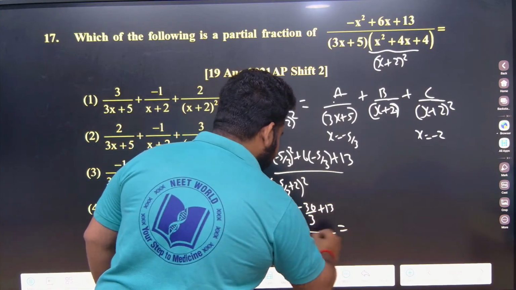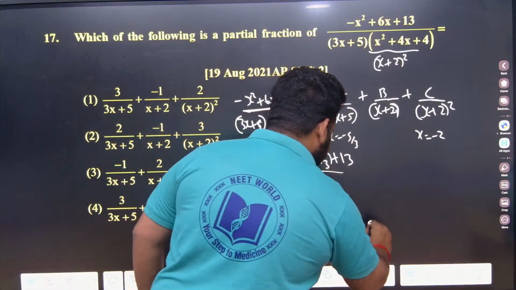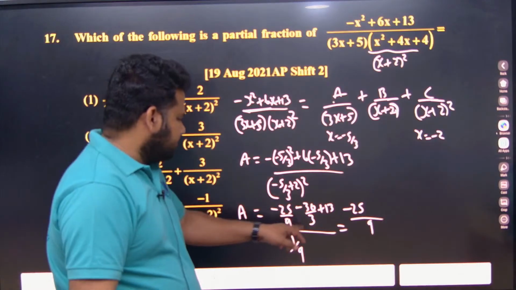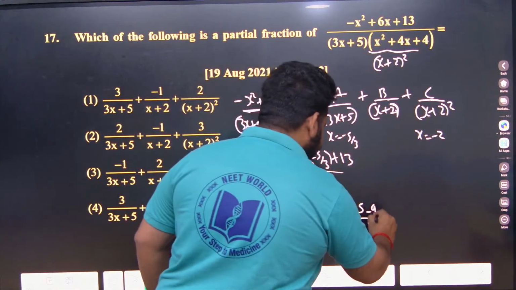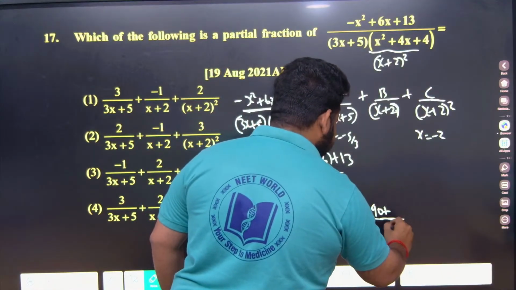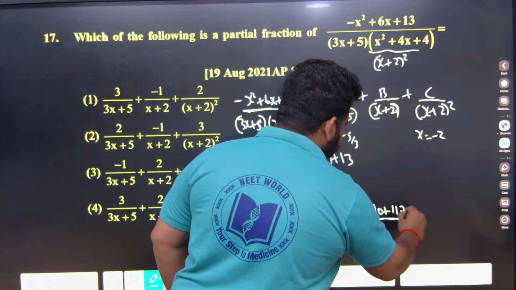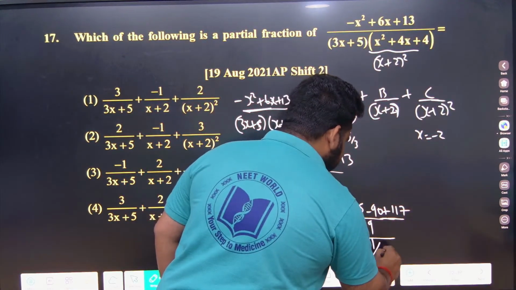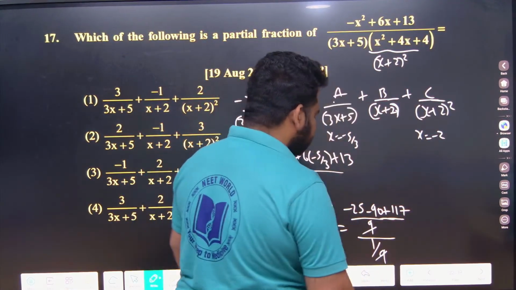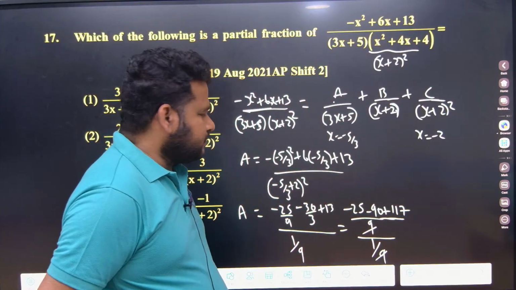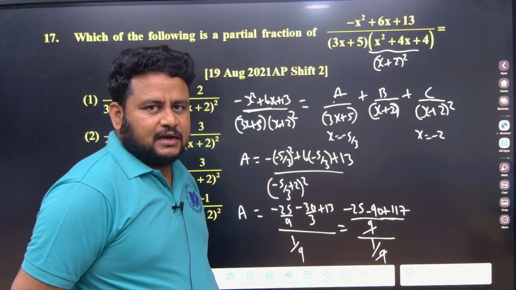So here if I take the LCM in the numerator, 9 will be there, minus 25. So minus 25, and this is 3 3s are, this is minus 90, plus 13 9s. 13 9s is 117, divided by 1 by 9. So 9 9 cancels. So 90 plus 25 is 115.